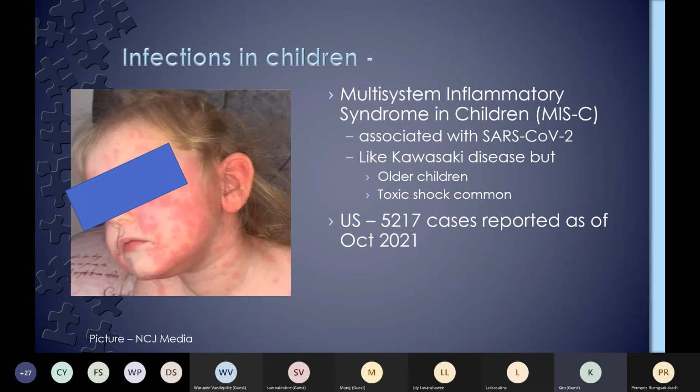It looks like Kawasaki disease with some differences, and that is it tends to be in older children, although as Dr. Permyos highlighted, it does occur in younger children as well. And toxic shock is a more common feature of this illness than it is in Kawasaki disease. It's not that common, and to give you an idea of how common it is, in the United States with 300 million people, up to October of last year, they had recorded 5,217 cases. So it's not that common, but it's not pleasant, and there is a mortality risk.